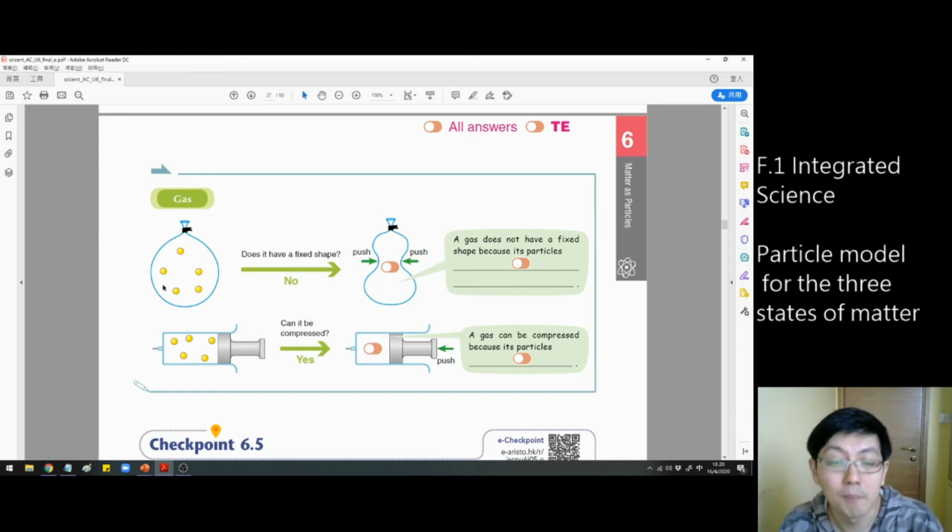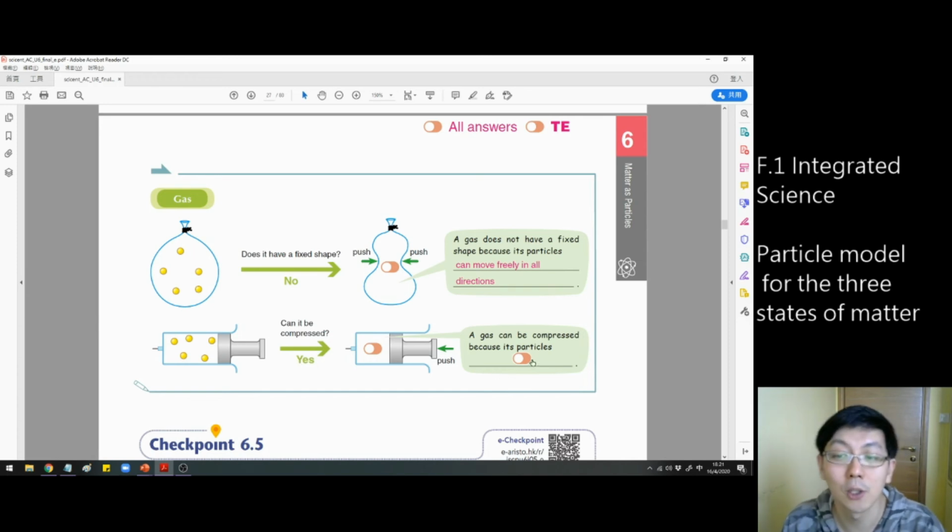Next one we come to gas. Does it have a fixed shape? No. The reason is those particles, just like liquid, they can move freely in all directions. Or you can just say they can move freely. So if you push the plastic bag, they can move from one position to another. They just change position, they are not stuck together. That's another option for them.